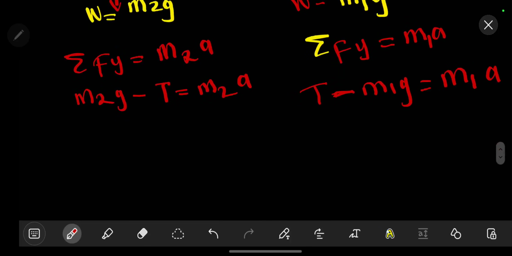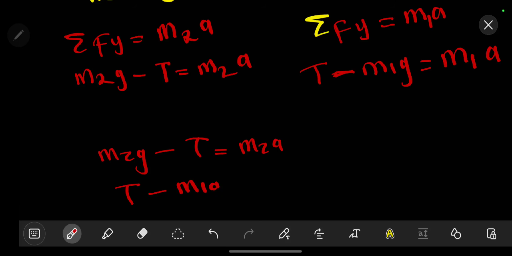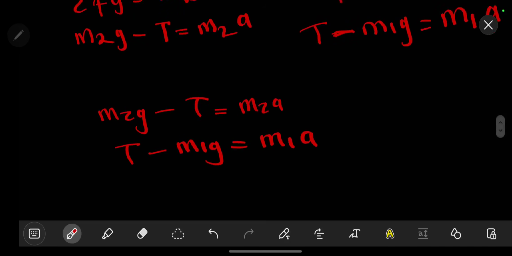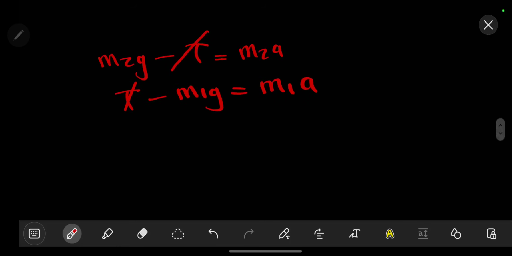When you have these two equations, you are going to solve them simultaneously. So solving simultaneously, you are going to get M2G minus the tension equal to M2A. Then for this other one, it will be tension minus our M1G equal to our M1A. Then our tension, this one is positive, this one is negative. As long as you have different signs and the same coefficient, that is 1 there, you can just add them. That means this one and this one will cancel.